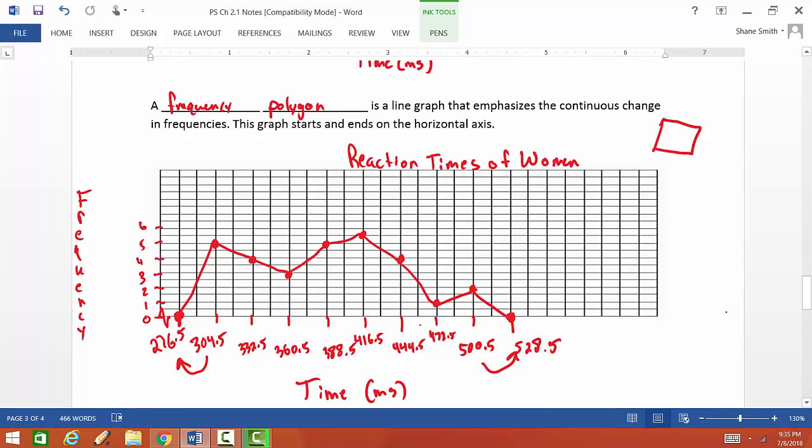And what this does is it creates a line that goes to the horizontal axis that encloses the figure. And now it is a polygon. And this helps you see the shape of the data better. So think about, when would I use a polygon and when would I want a histogram?